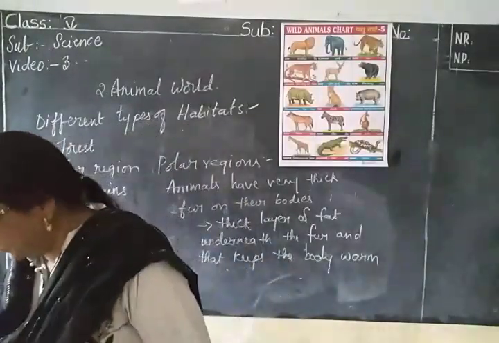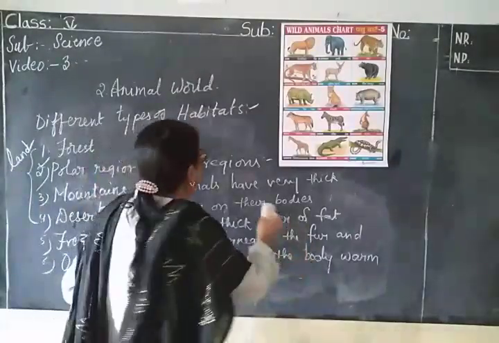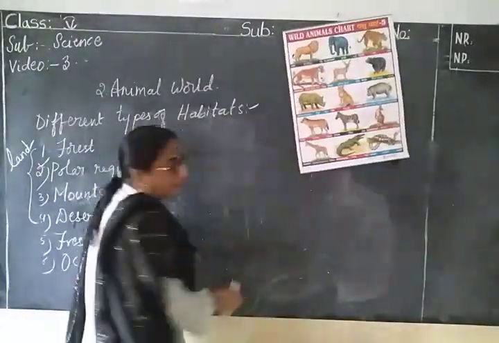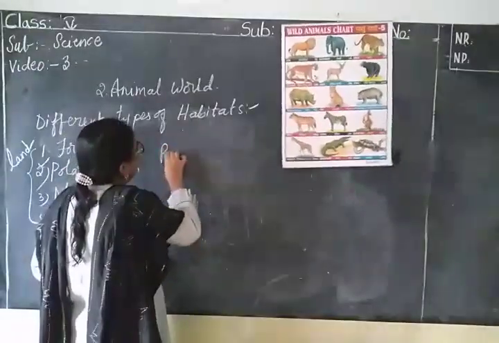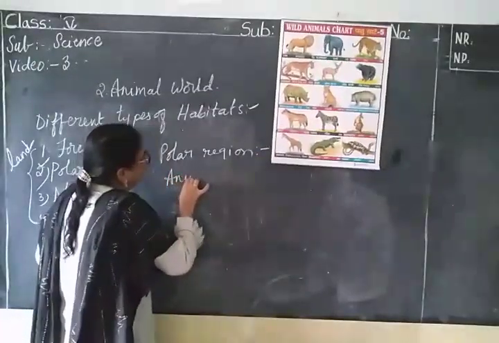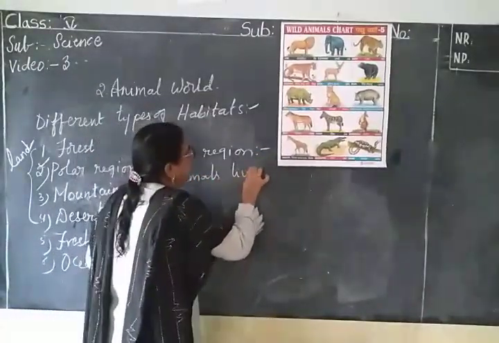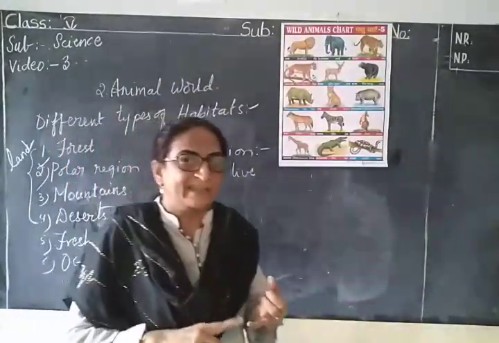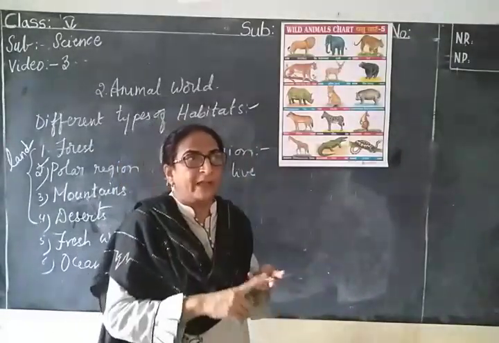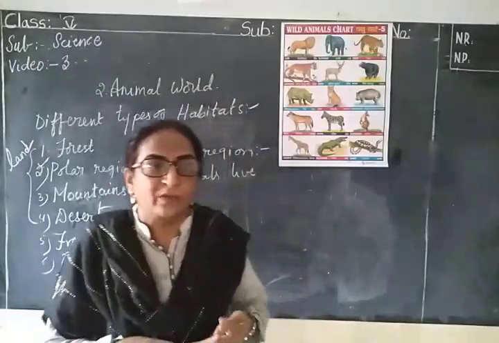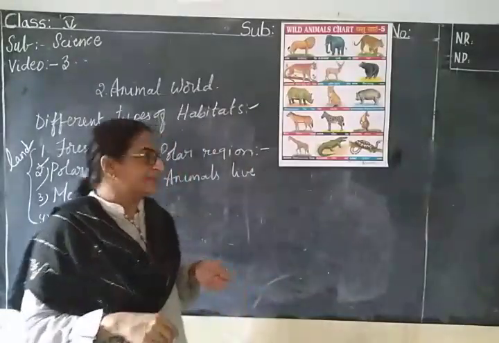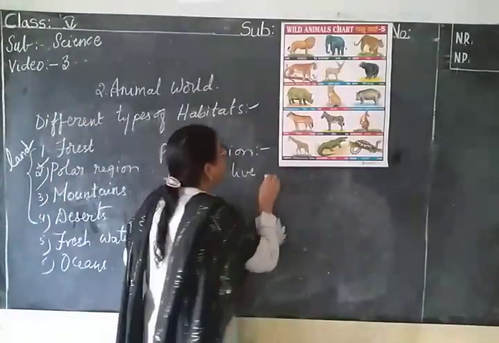So in that way, moreover, these animals in the polar region live in groups. For example, penguins are examples that are found in the polar regions. Penguins you find there, polar bears you find, the Arctic snowy owl, and the Arctic fox. So these are different types of animals found in the polar regions, and they live in groups.